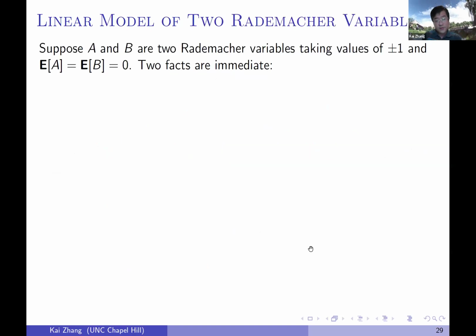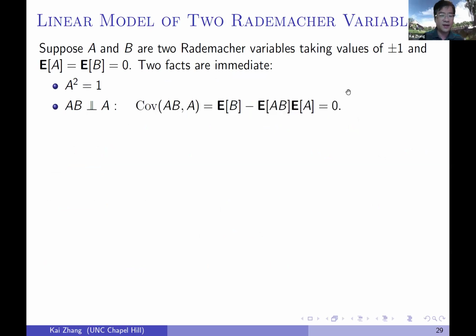We began again with the simplest case, two Rademacher variables, whose marginal distributions take values plus or minus 1 with equal probability, so the expectation is 0. Then if you consider this a and b, two facts are immediate. First, a squared is 1, a no-brainer, because a takes value plus or minus 1. But the second fact is maybe not so apparent: no matter how a and b are related to each other, if you multiply them together, the product is independent of a. It can be easily checked by taking covariance.